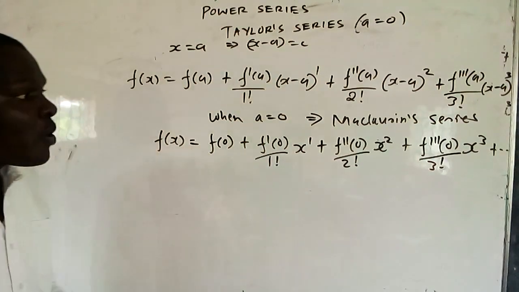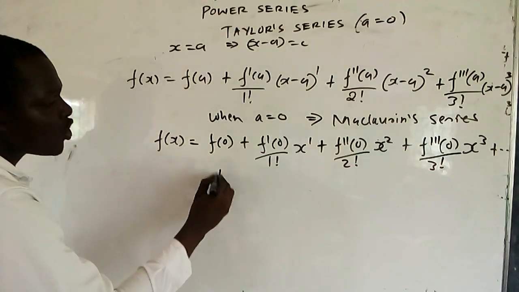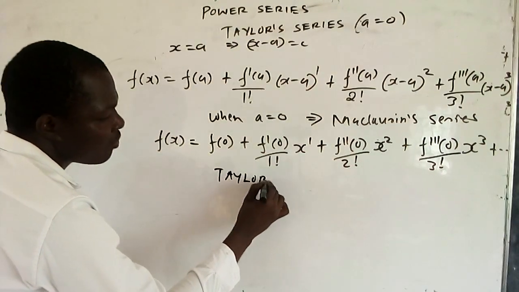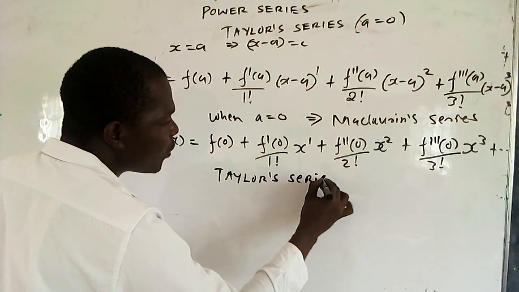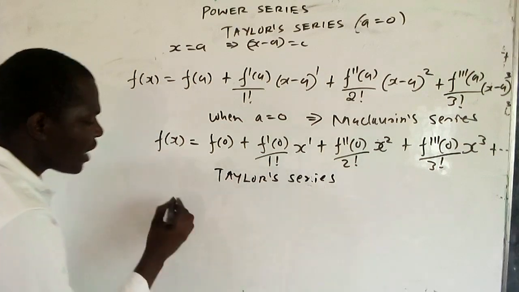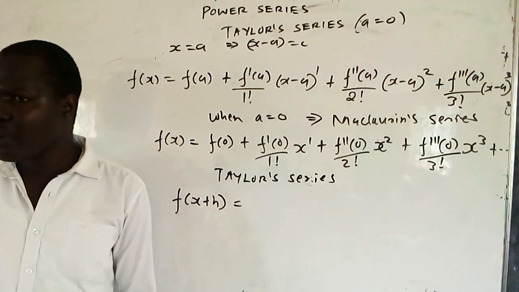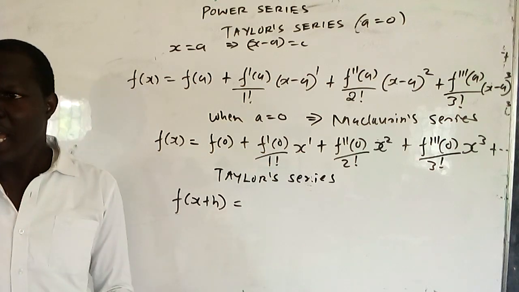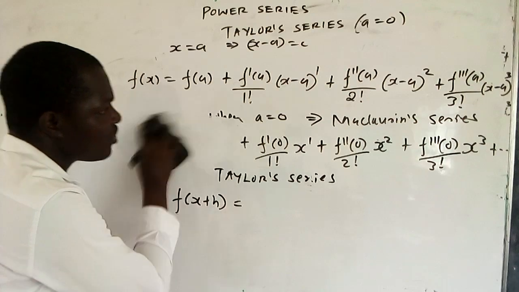Now that we've seen both Taylor's expansion of a function f of x and Maclaurin's expansion of f of x, we want to see what is the Taylor series expansion of f of x plus h. Because somebody will come and tell you to expand the series f of x plus h. How does this series behave? Very, very simple. So here, this is what is happening.